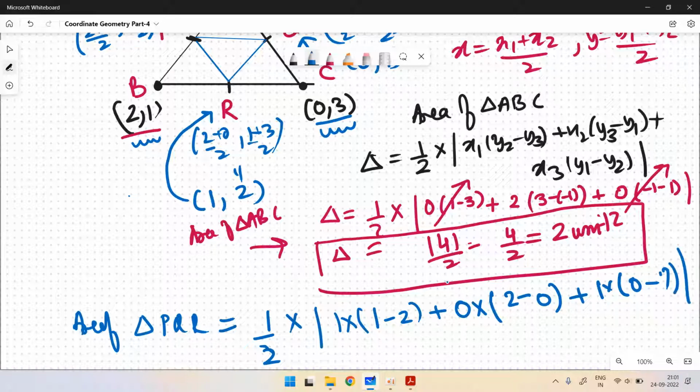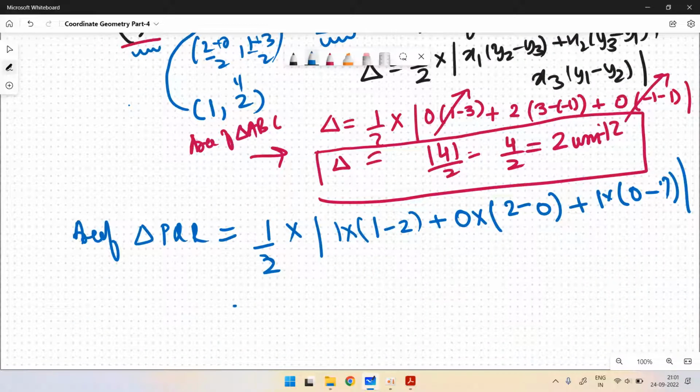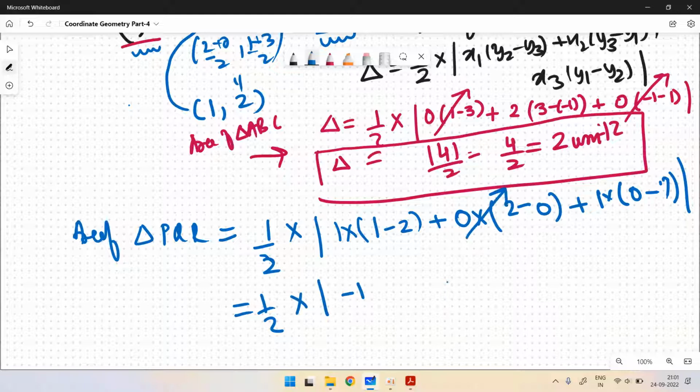So this will be half into 1 minus 2, which is minus 1, into 1 minus 1. 0 into anything is 0, and 0 minus 1 is minus 1, and 1 into minus 1 is minus 1. If you take the mod, this is nothing but minus 2 mod by 2. The mod of minus 2 is plus 2, by 2, 1 unit square.